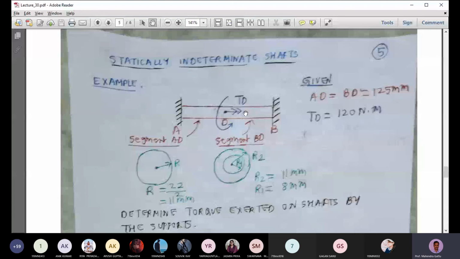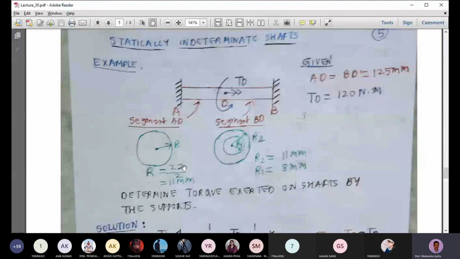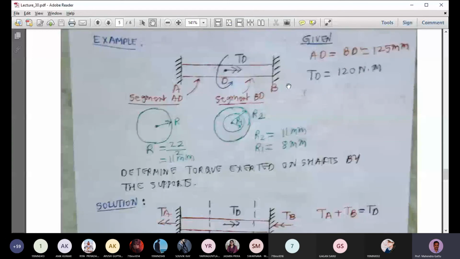Okay. The information we have is that the length AD is given, and length BD is given. It is 125 millimeters. The torque T_D is given as 120 Newton meter, and some more information is given. The portion AD has a solid cross section with radius 11 millimeters, and portion DB has a hollow cross section, with outer radius 11 and inner radius 8. With this information, we are asked to find the reaction torques happening at A and B. Again, if we want to do the analysis, we'll have to draw the free body diagram.